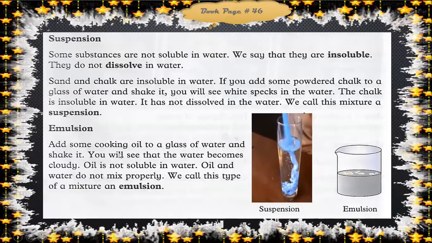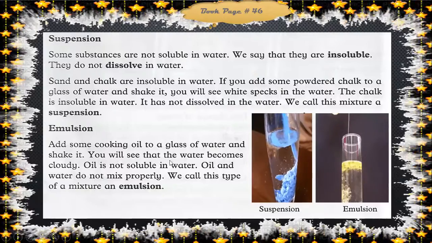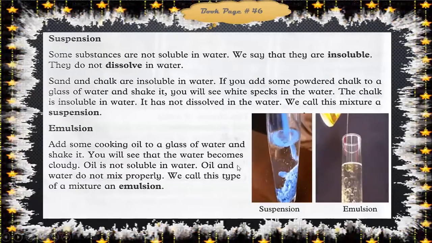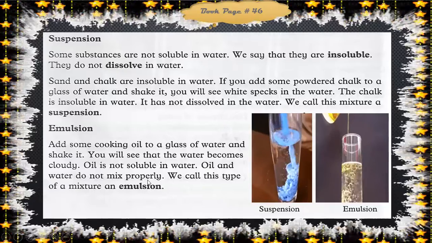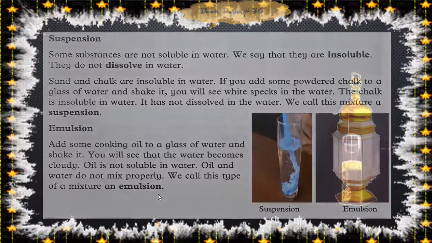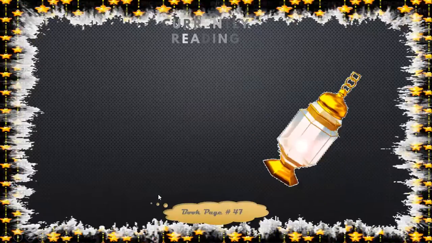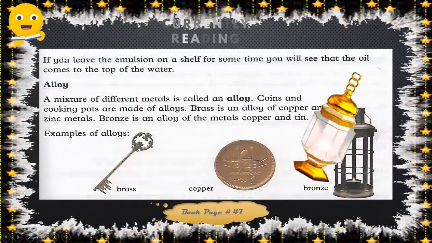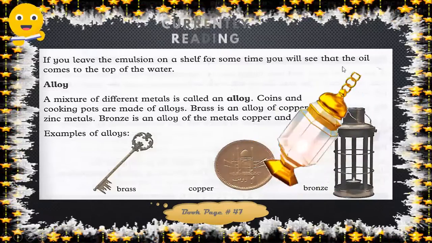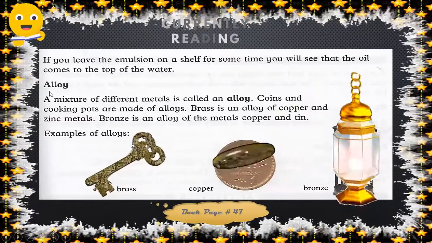Emulsion. Add some cooking oil to a glass of water and shake it. You will see that the water becomes cloudy. Oil is not soluble in water. Oil and water do not mix properly. We call this type of mixture an emulsion. Now turn to page number 47. If you leave the emulsion on a shelf for some time, you will see that the oil comes to the top of the water.